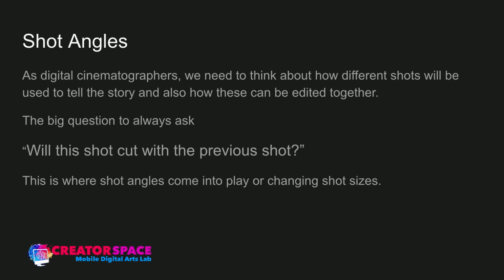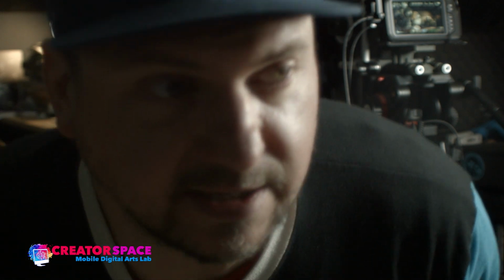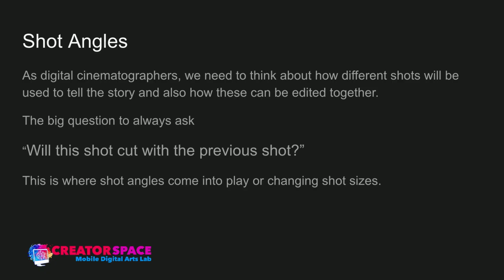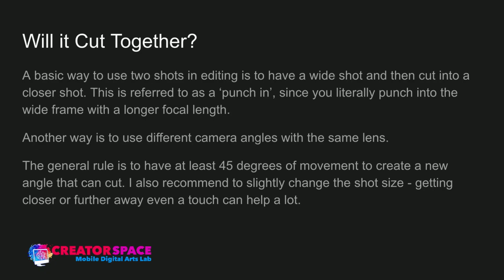So you can imagine if I got a shot like this, and then I got a shot like this, that's going to be what's called a jump cut, because I'm basically going from here to here, and that camera maybe just moved a little bit, or I'm moving a little bit, but that's a jump, right? But if I'm like this, and then all of a sudden, even if I'm closer, that can cut. And that's what comes into the next concept here: will it cut together?